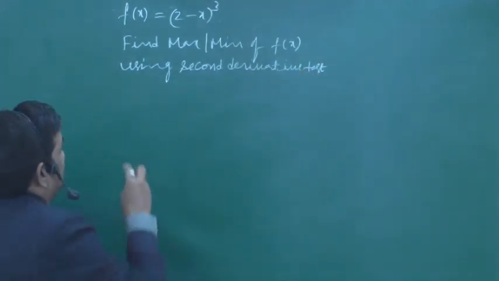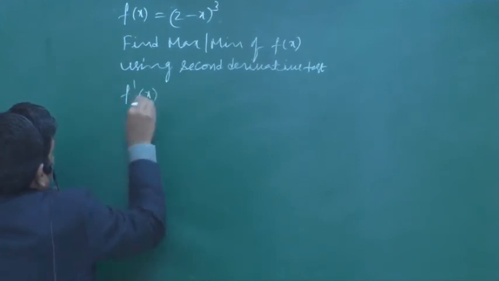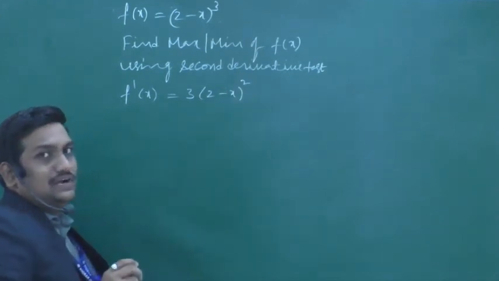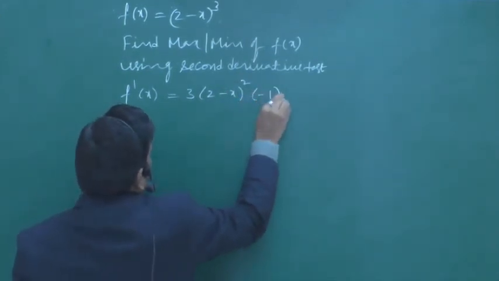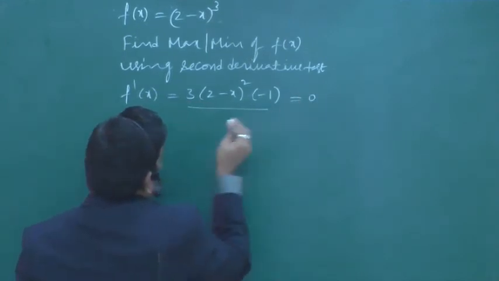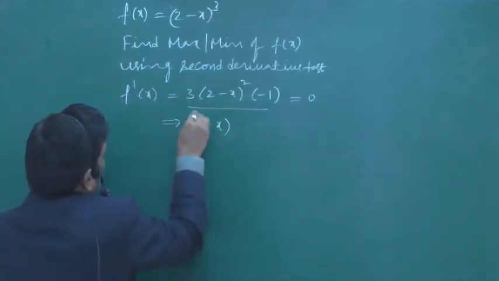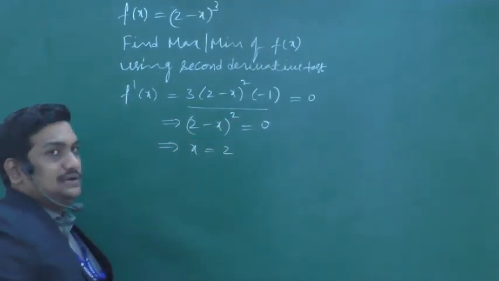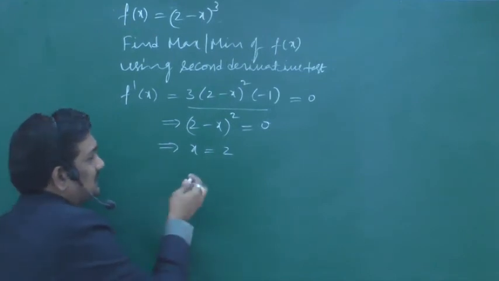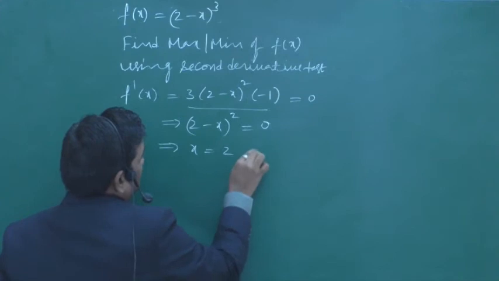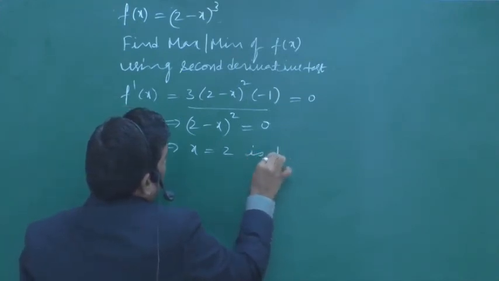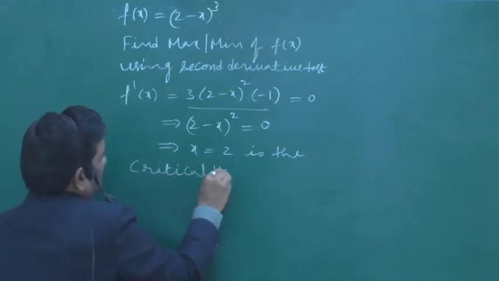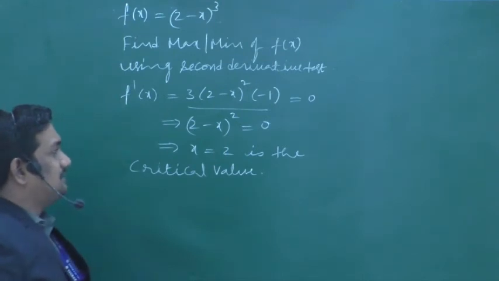Now let us start with the derivative. Derivative is 3 into (2 minus x) whole square, and the internal derivative of 2 minus x is minus 1. Now equate this term to 0, then (2 minus x) whole square equals 0, and it implies x equals 2. So at 2, the maximum or minimum of f of x may exist, and this value is called the critical value or stationary value.